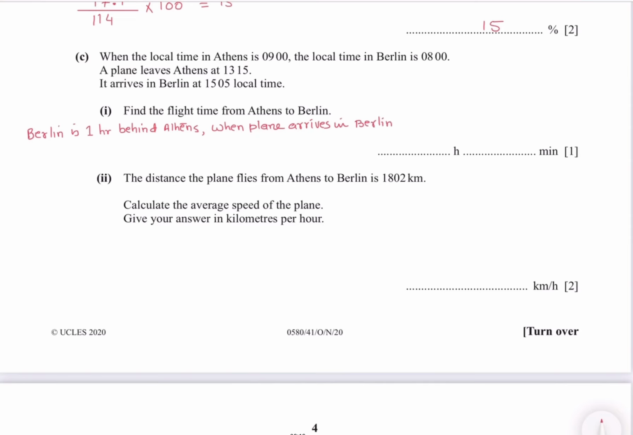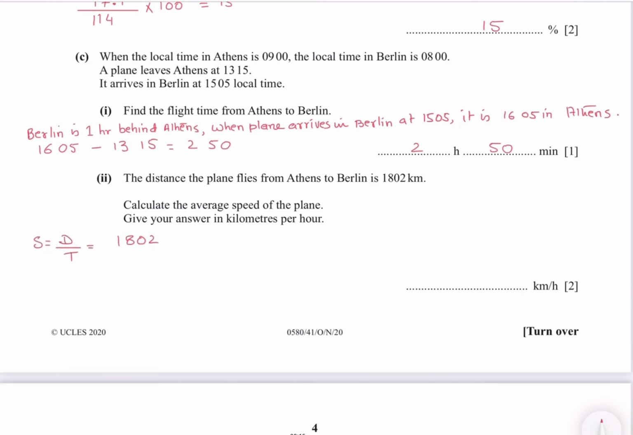So when the plane arrives in Berlin at 15:05, it is 16:05 in Athens. So you can subtract 13:15 from 16:05. So 2:50. 2:50 means 2 hours and 50 minutes. This is the flight time from Athens to Berlin. The distance the plane flies from Athens to Berlin is 1802 km. Calculate the average speed of the plane. Give your answer in km per hour.